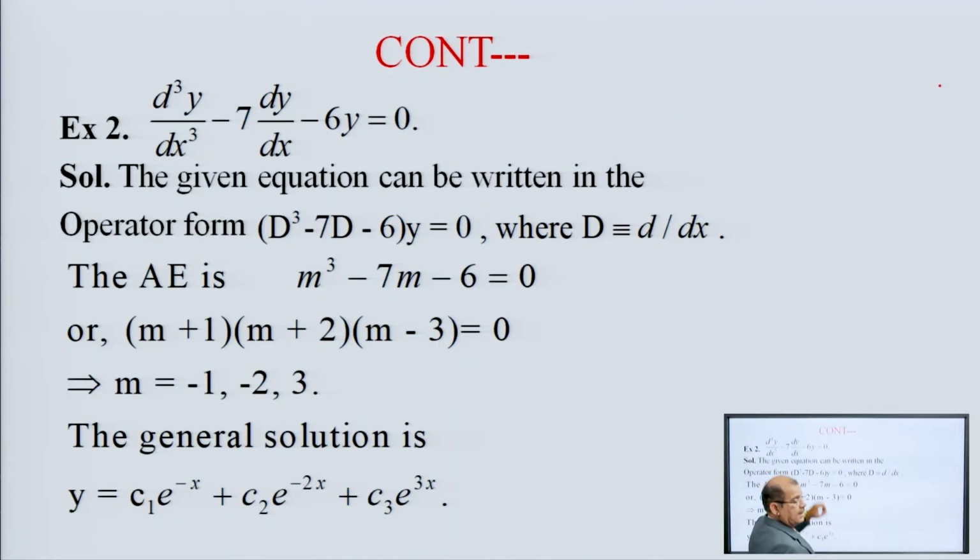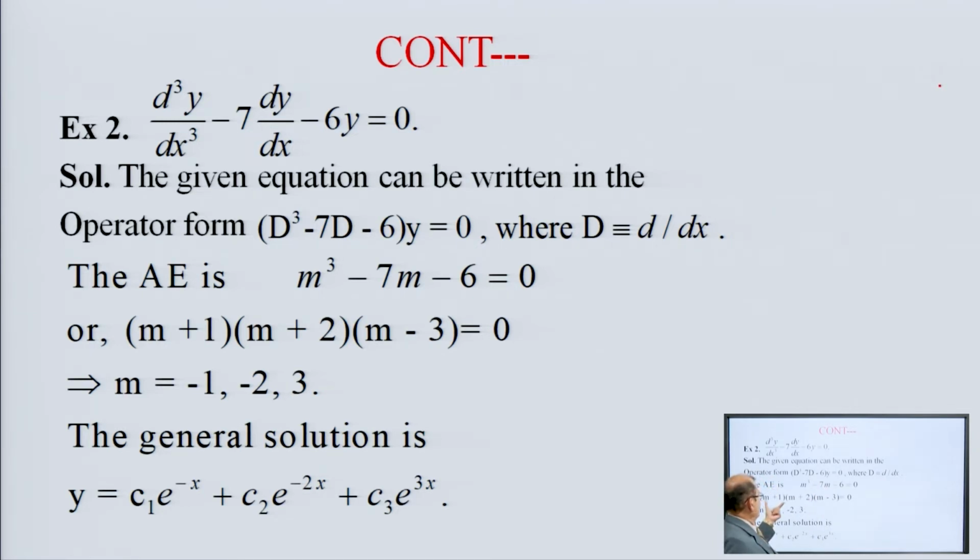It is a third order differential equation, d3 y by dx cube minus 7 dy by dx minus 6 y is equal to 0. The given equation can be rewritten in operator form, d cube minus 7d minus 6 y is equal to 0, where d stands for d by dx. The auxiliary equation is obtained by replacing d with m, so we get m cube minus 7m minus 6 is equal to 0.